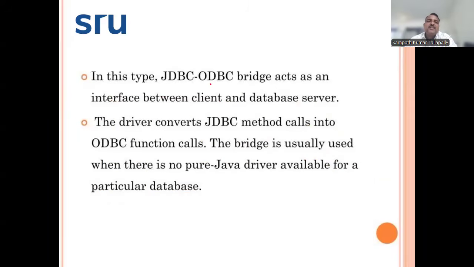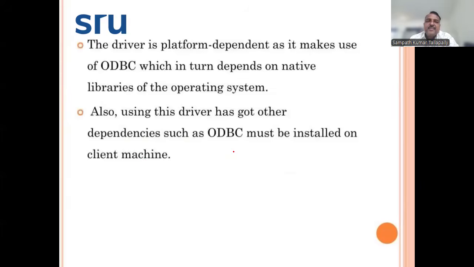In this type 1 driver, it is going to act as a bridge, an interface between the client and your database server. The driver converts JDBC method calls into ODBC function calls, as I said. The bridge is usually used when there is no pure Java driver. So this point we need to underline: there is no pure Java driver available for a particular database. If that is the case, then we go for your JDBC-ODBC bridge.